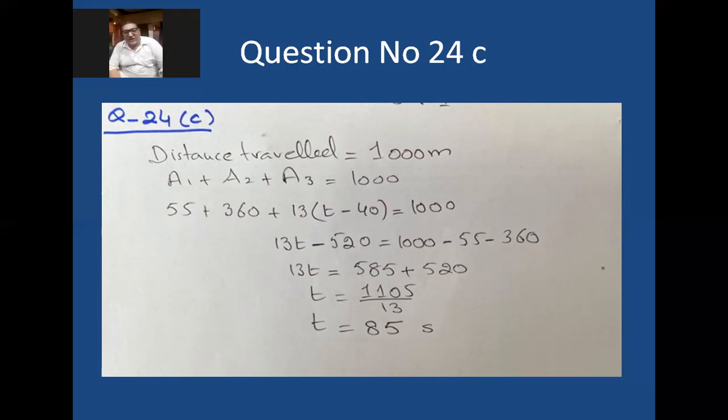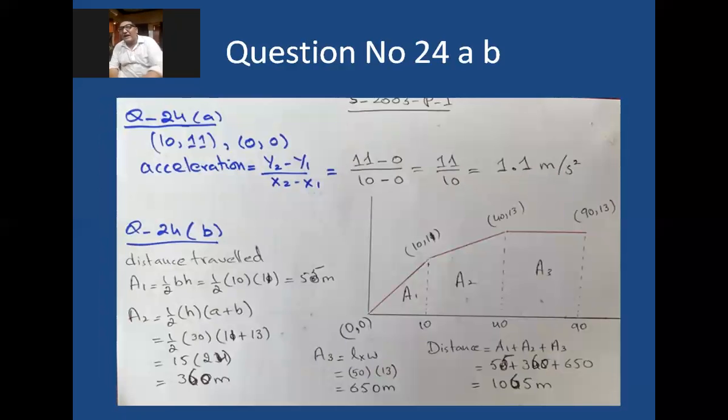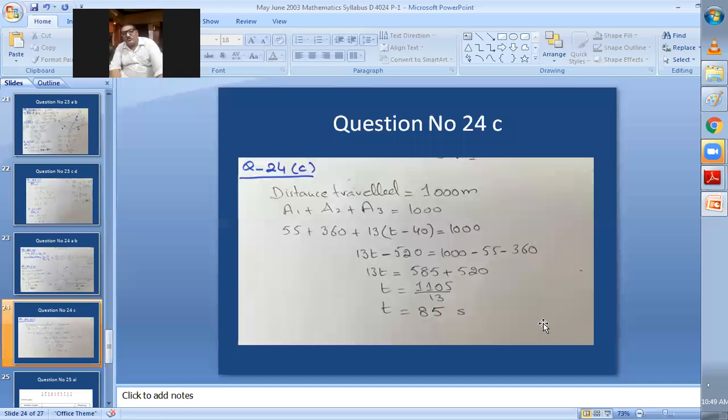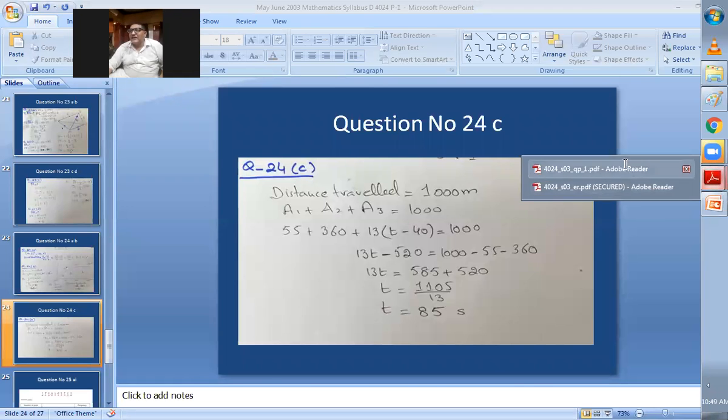It's a little tricky question. If you have understood this, let me go back and tell you the 1000 meter distance will be covered here somewhere. So I will call it T: A1 plus A2 and the area A3 here, but this value will be T minus 40 and this height was 13. So this was the idea on which we have made this diagram and this calculation. So 85 seconds is the answer. Hopefully you understand this one. So let's move to the next part.